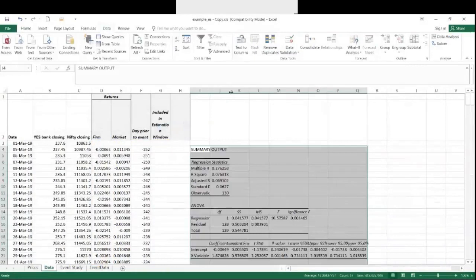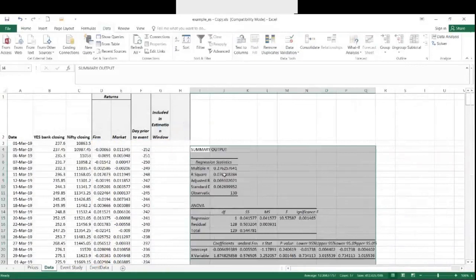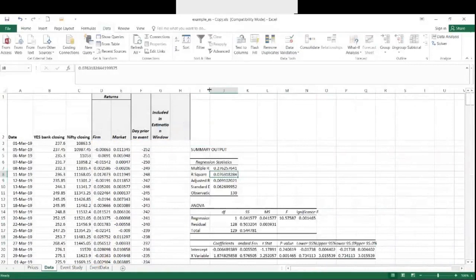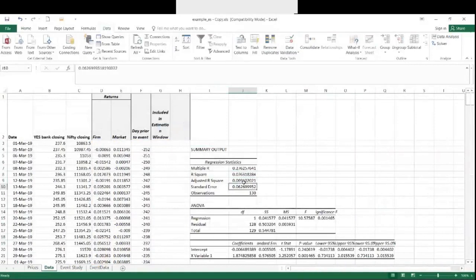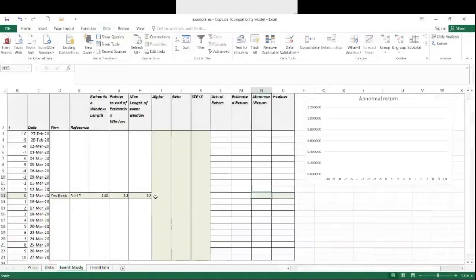So you can say that this is R square, and as long as R square is not negative, you're fine. Don't really have to worry about R square because this will change, depending on what estimation window you're looking at. Okay, so all these numbers are there. Now I can go back to the event study worksheet.